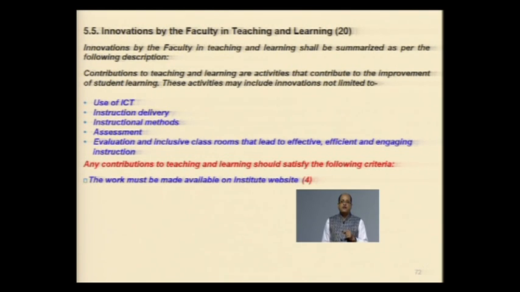The work must be made available on the institute website. If you are claiming something for faculty, we are not saying how many faculty should participate. It can be a group of faculty. Ideally expected is that the program will have 2-3 faculty members working on behalf of all in the program to work on this aspect. The work must be made available on the institute website.